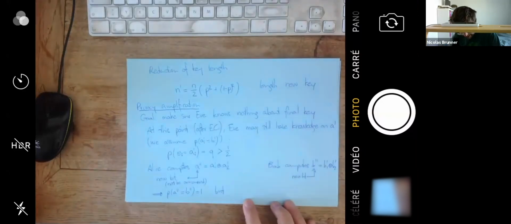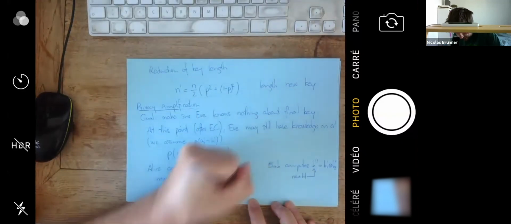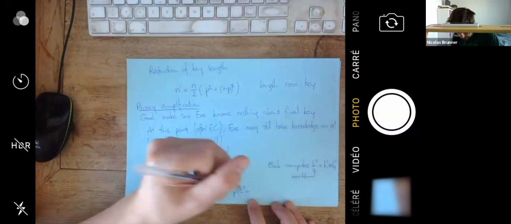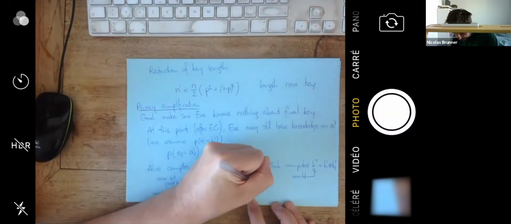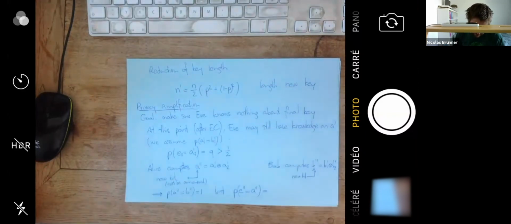But if we look at Eve now, what's the probability for Eve that E double prime would be equal to A double prime? Well, you see, Eve has to calculate the same thing as Alice and Bob. So she has to take her symbols EI here in order to estimate what is A1 prime and A2 prime, and then add them in order to get E double prime. This is what she does.